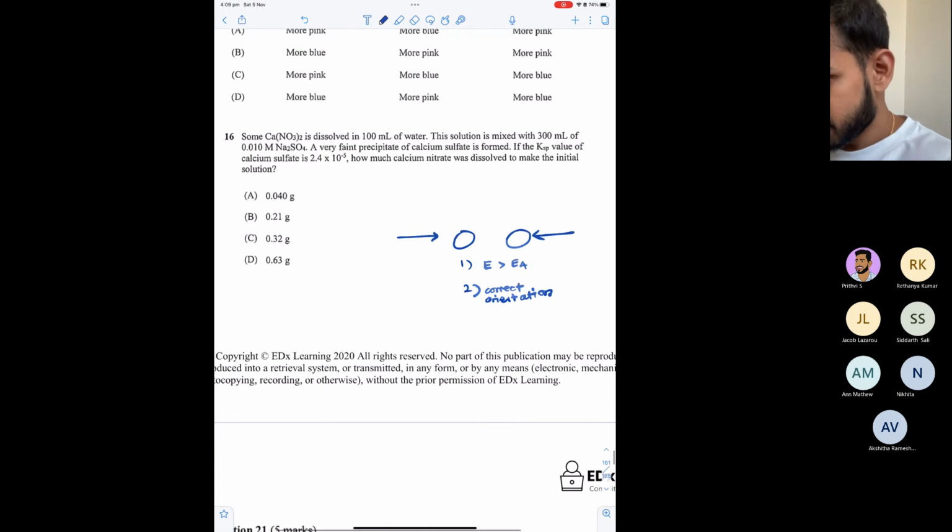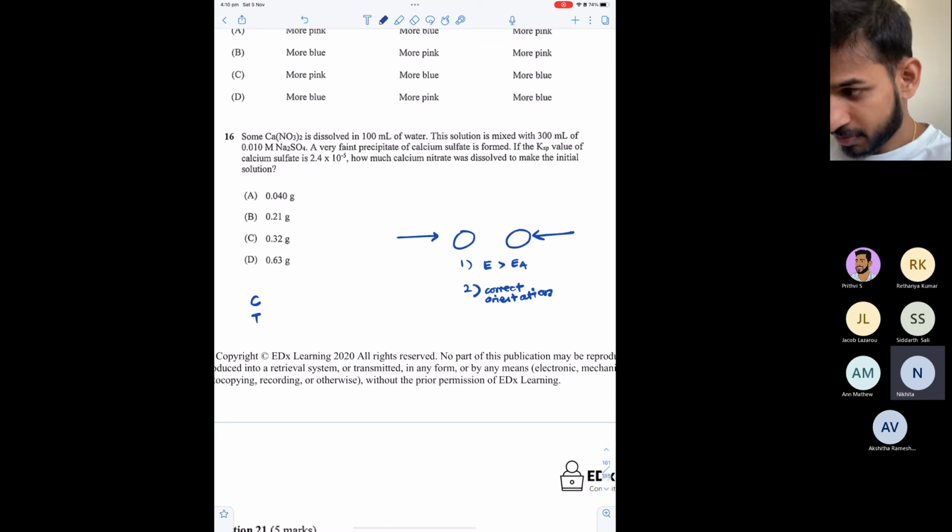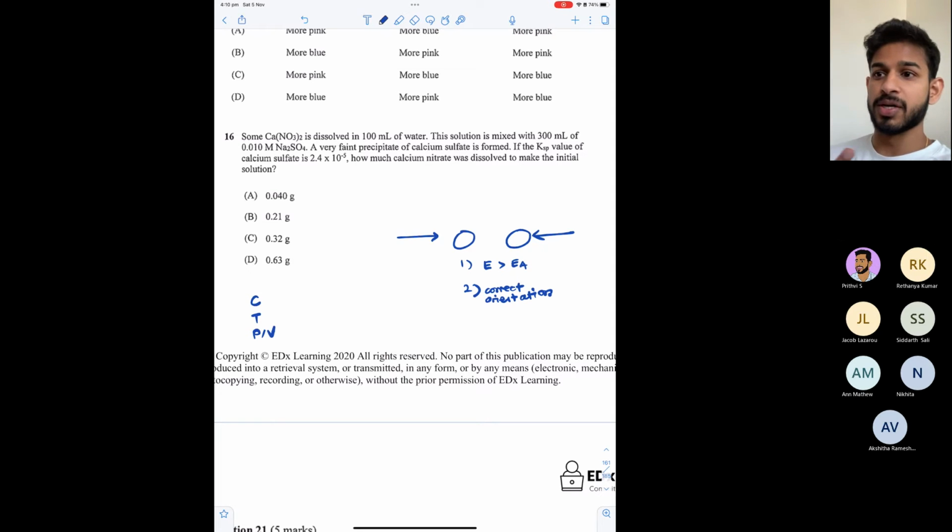So Nikita, what are the factors that affect equilibriums? Concentration. Yep. Temperature. Good. And for gases, it's volume and pressure. Very good, right? So those are the 3 key factors that affect LCP. Now, actually, what are the 4 factors that affect particle collision theory?